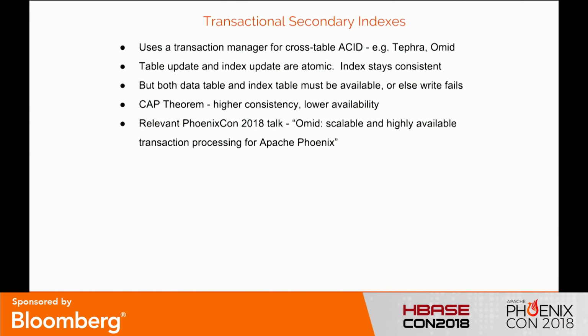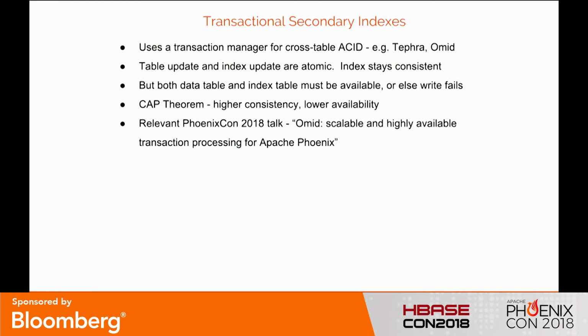Transactional secondary indexes. This is also an attractive potential future direction. Now you have a separate transaction manager, and what that allows you is atomic index writes, where your index table and your data table are still separate, but you can still have your updates be atomic. The problem with this is your data table and your index table both have to be available in order to complete your data table write. So your availability is going to suffer a little bit because of this.